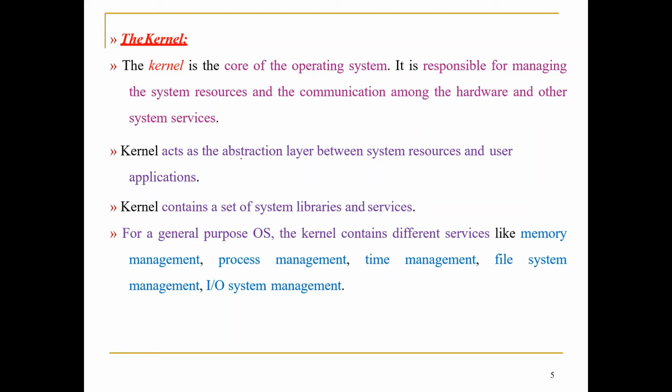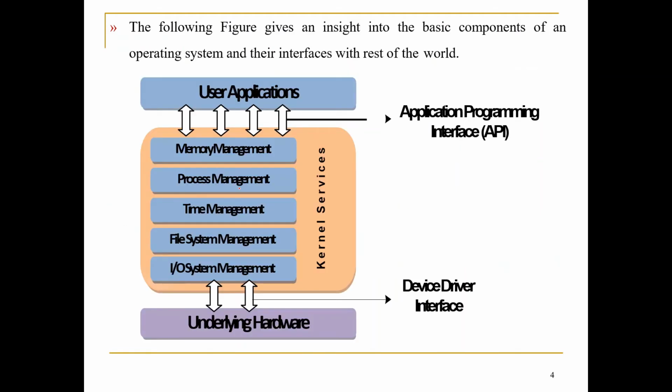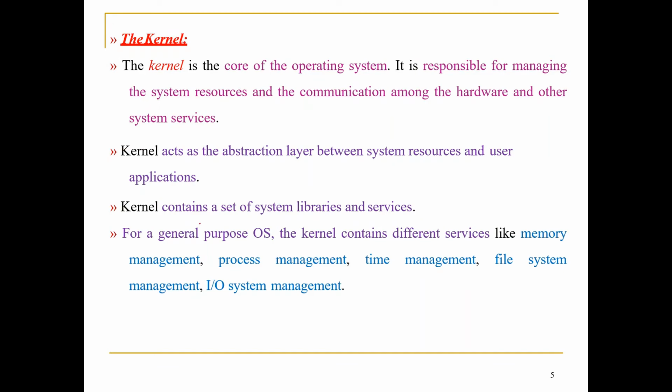Kernel acts as an abstraction layer between the system resources and the user applications. Again the same thing. It just acts as a layer between the system resources and the user applications. So user applications are here and the system resources are here. So it just acts as a blind layer between the user applications and the system resources. Kernel also contains a set of system libraries and the services.